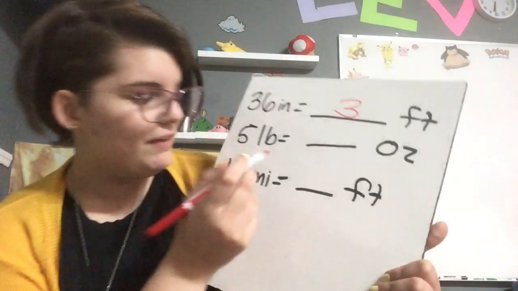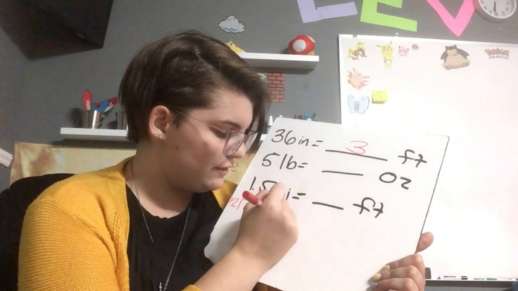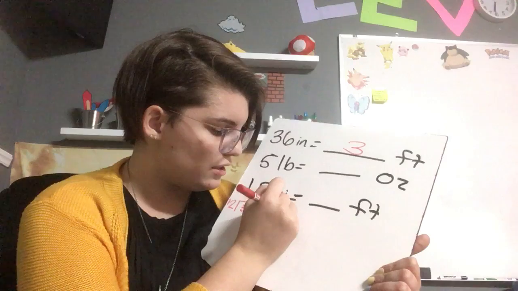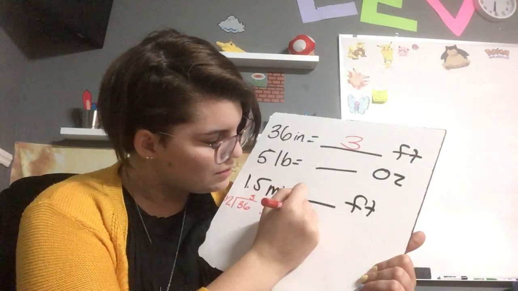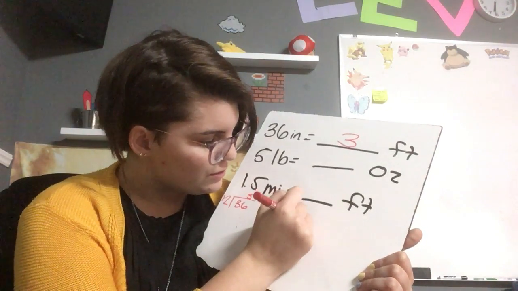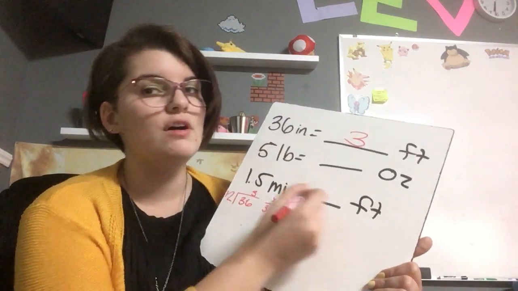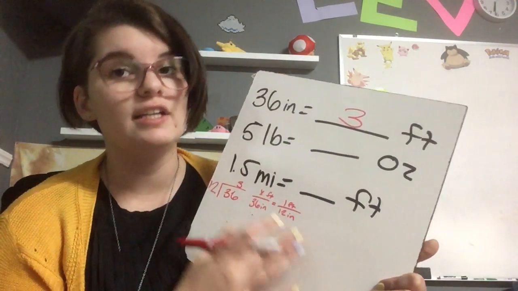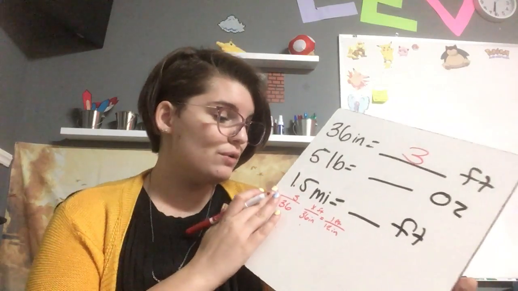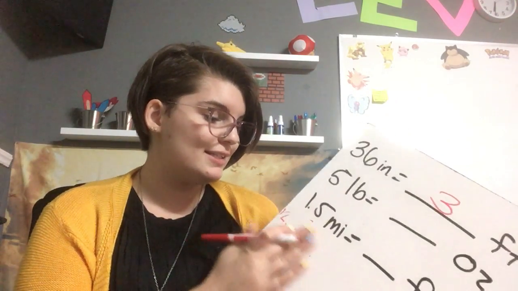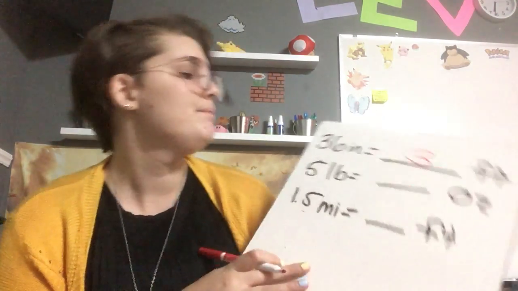Okay? If I were to do the proportion, just to let you know, it would go over 36 inches, x feet equals 1 foot over 12 inches, and you would have to cross multiply and then divide, and it gets you the same answer essentially. So if you know your conversion numbers, it's easiest to just divide that way.